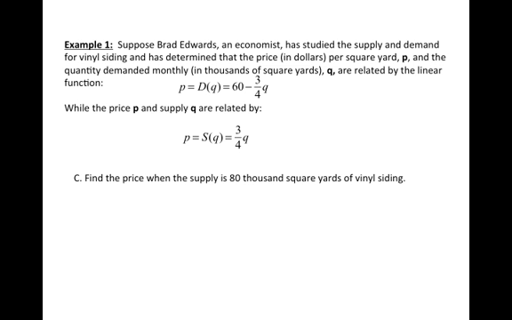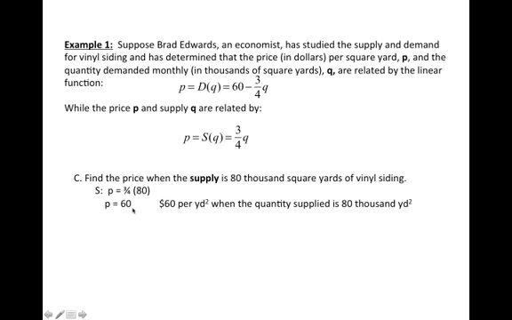We're going to find the price when the supply is 80,000 square yards of vinyl siding. We're told what the supply is, so that's the quantity supplied, and we're being asked for the price. So we're going to use our supply function now, and we're going to plug in 80 for Q and find P. Using our supply function, P equals 3/4 times 80. 3/4 of 80 is 60, so $60 per square yard when the quantity supplied is 80,000 square yards.